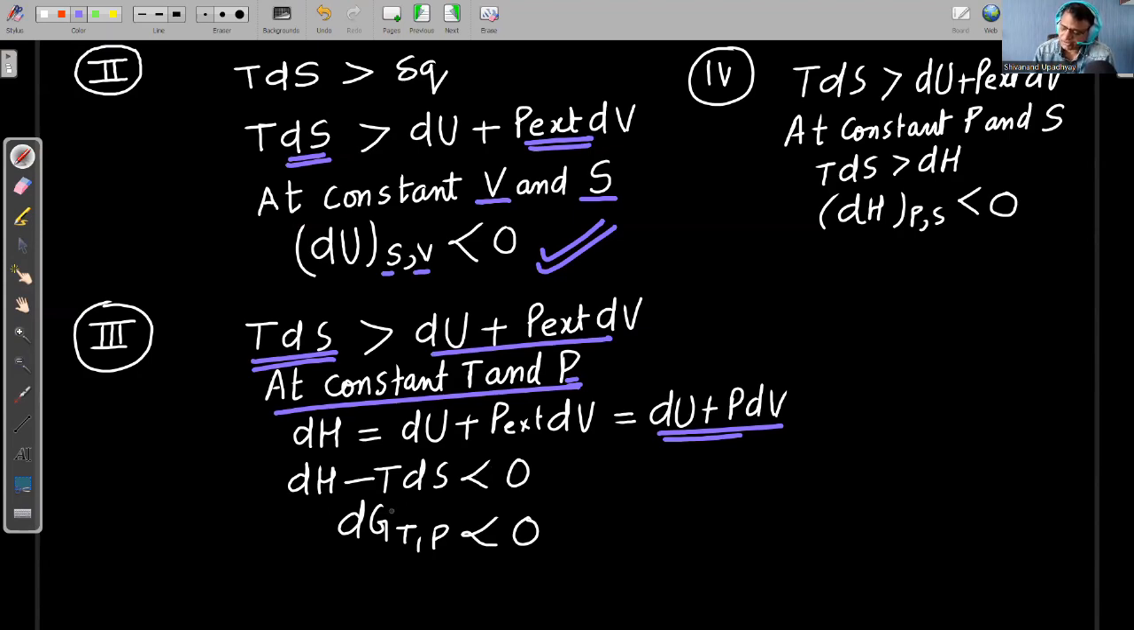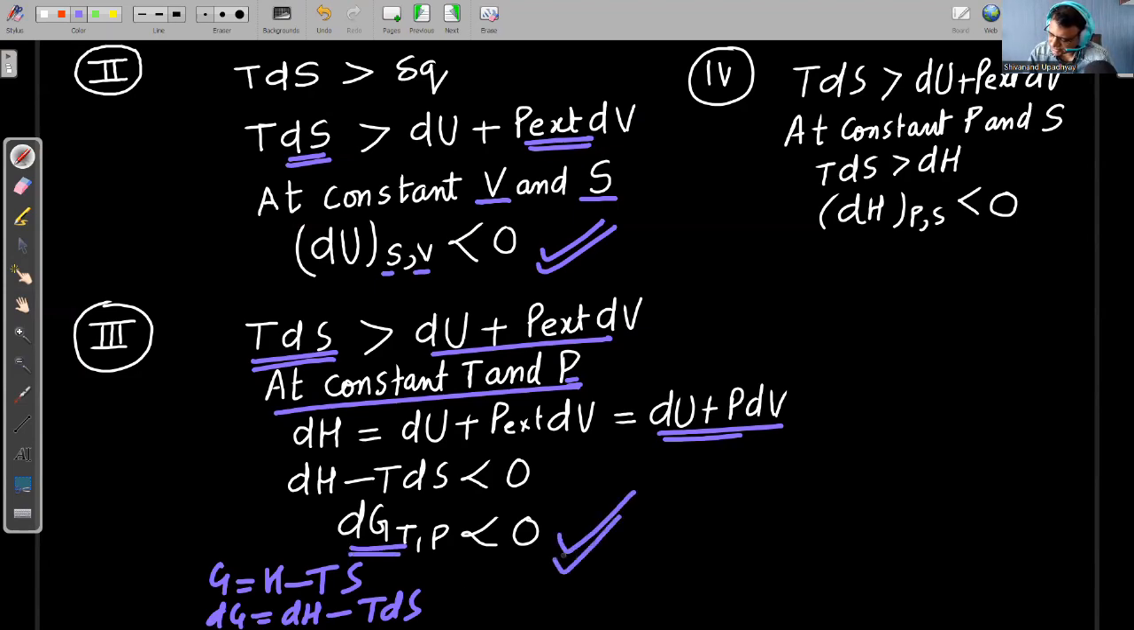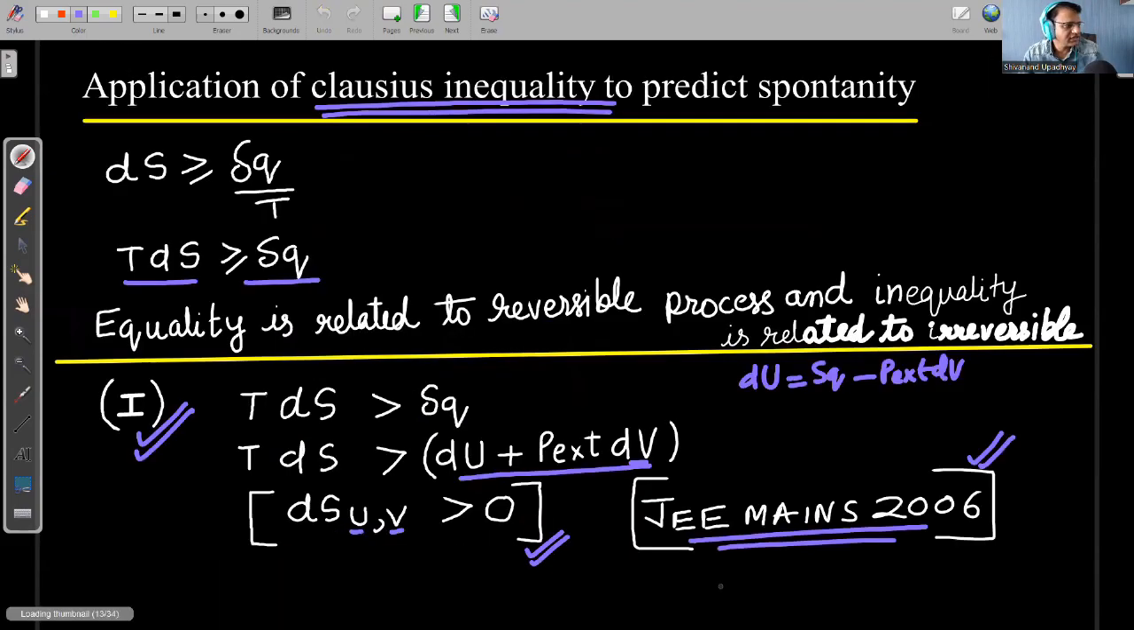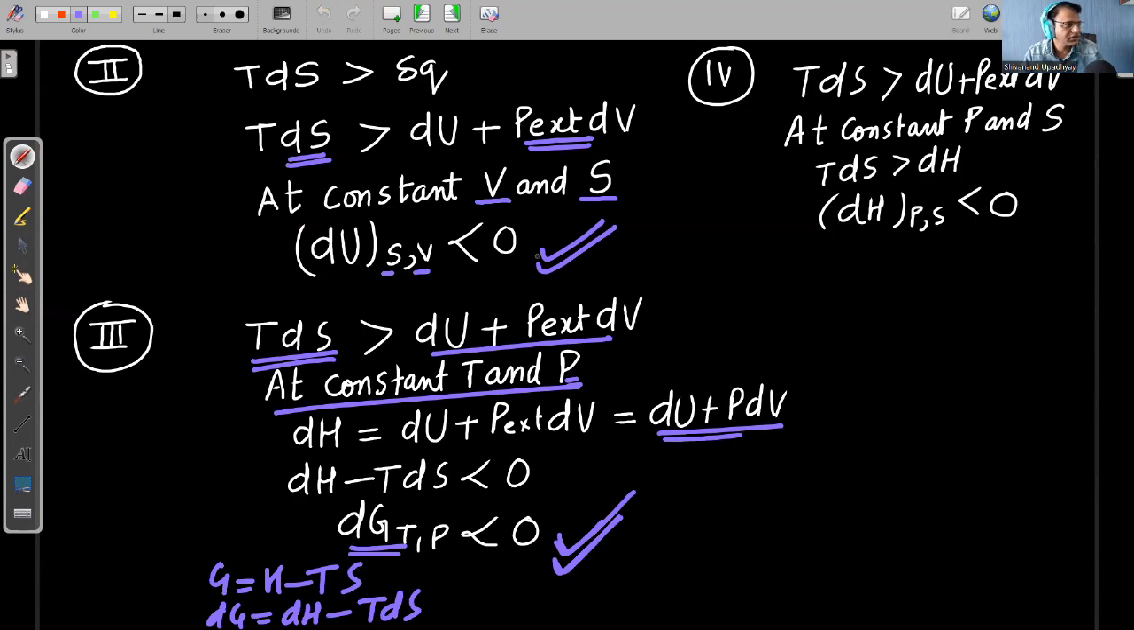From here, G is equal to H minus TS. So when temperature is constant, I can write that dG is equal to dH minus TdS. So this value is equal to the change in Gibbs free energy at constant temperature and pressure. Most students remember this. Everybody knows about this, right? But this was already asked in JEE Mains in 2006. So be careful about that.